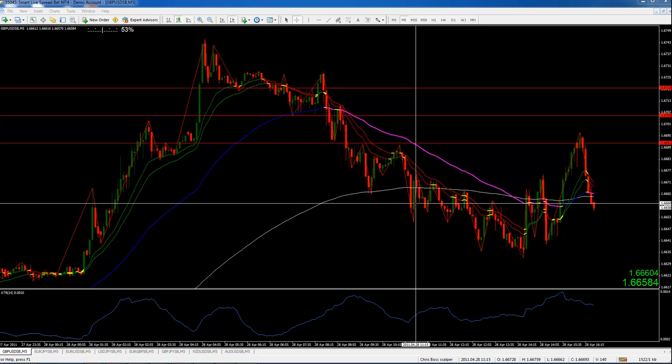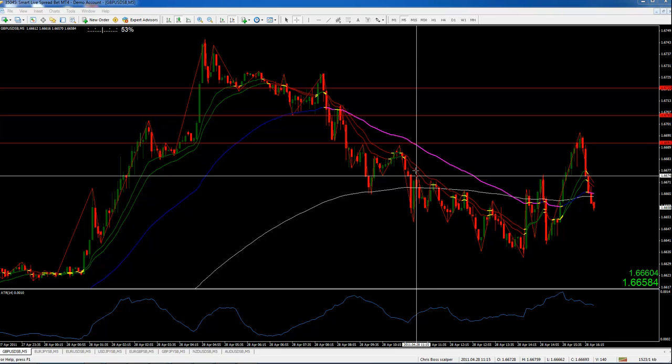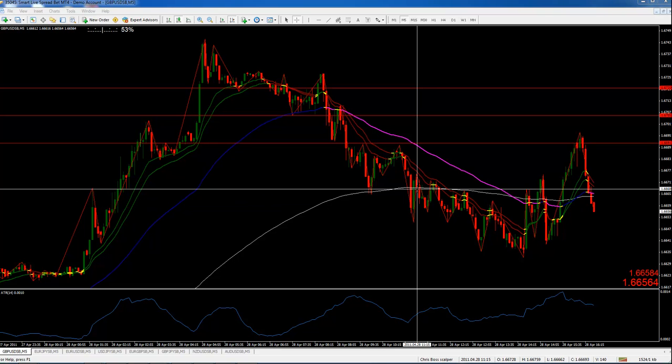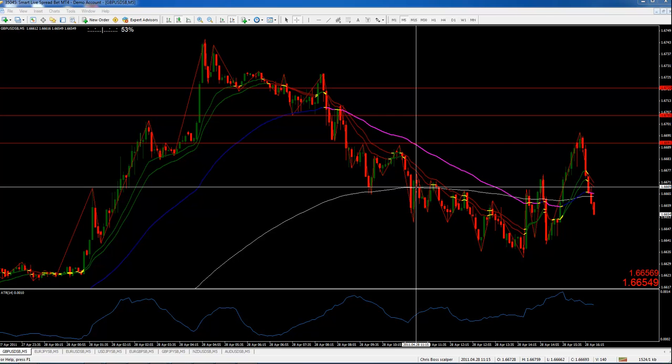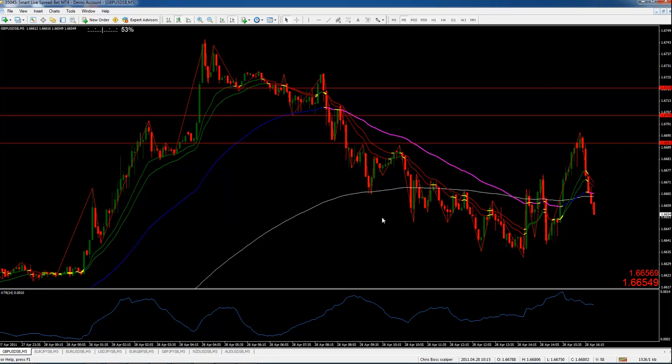Again, keeping the stops very tight, so if a trade starts to go back against you, immediately make sure you get out of that trade and don't take too much of a loss. So we're going for quick, short, sharp scalps here.